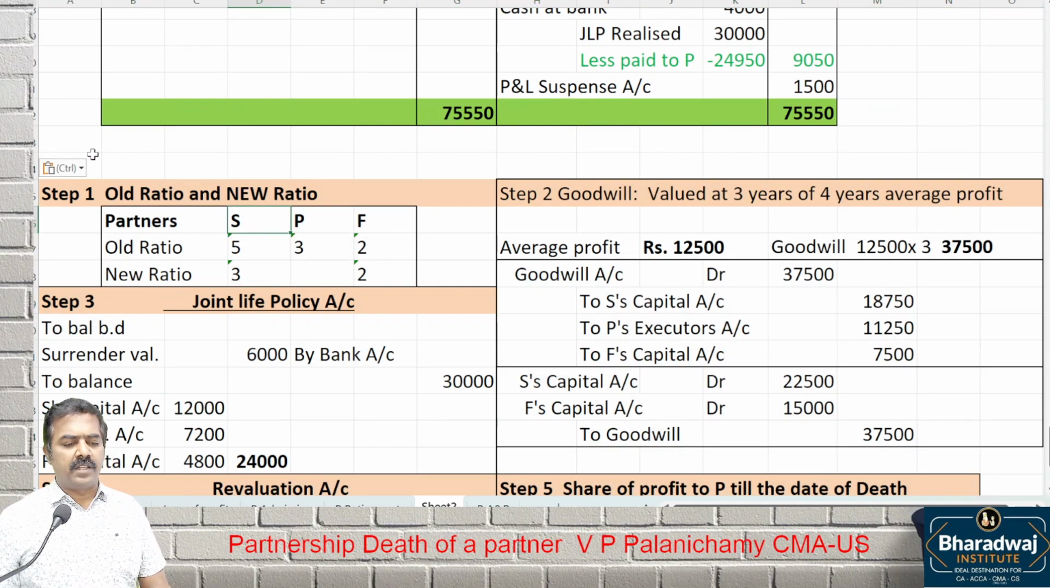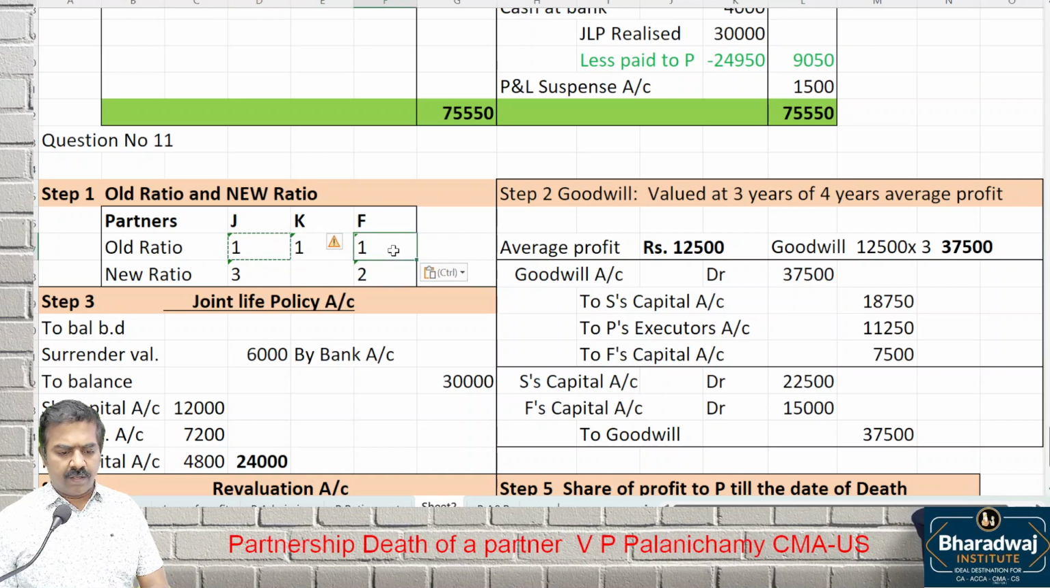Who are the partners? J, K, F. What is the old ratio? Equal ratio. If nothing is given, the old ratio will be taken as what? Equal ratio. The new ratio also will be equal.